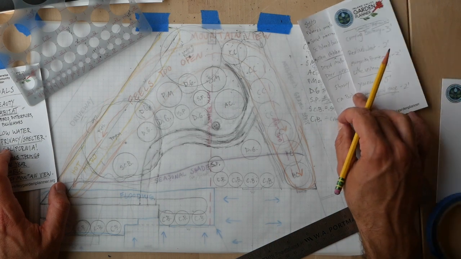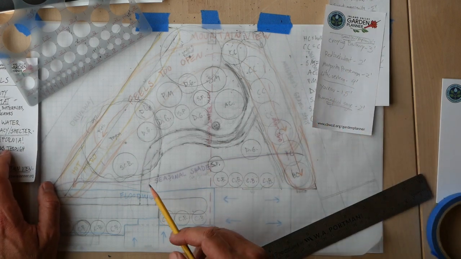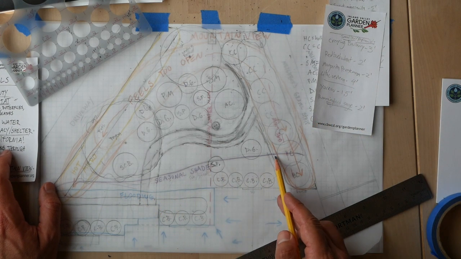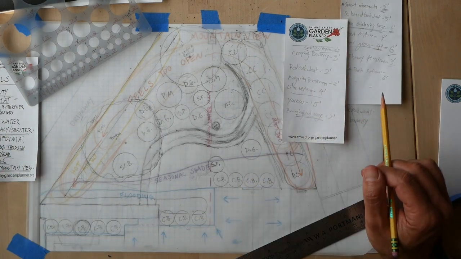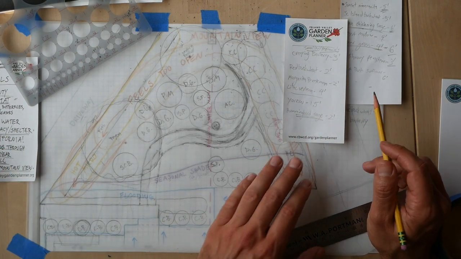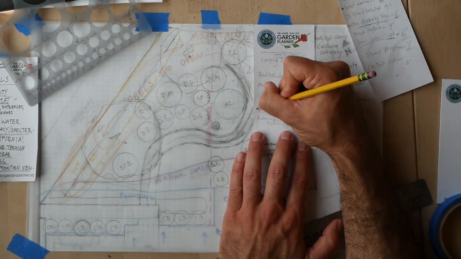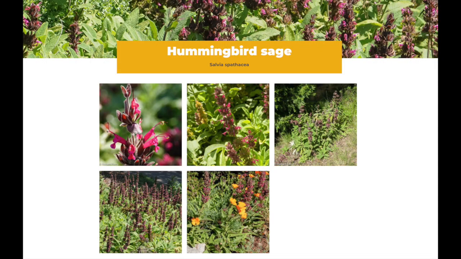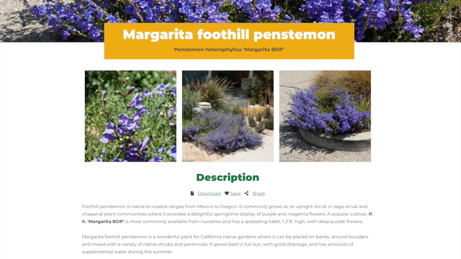And so our other accents that we are going to want to work in here. Let's first work on the seasonal shade area because that's going to be a little more limited. That's going to need plants that are good with full sun or part shade. And we have some great ones on this list. So in this area, we are going to concentrate on yarrow, hummingbird sage, and then maybe a little bit of lilac verbena towards the sunnier areas, but can take some part shade, and margarita penstemon towards the sunnier areas, but can take some part shade.